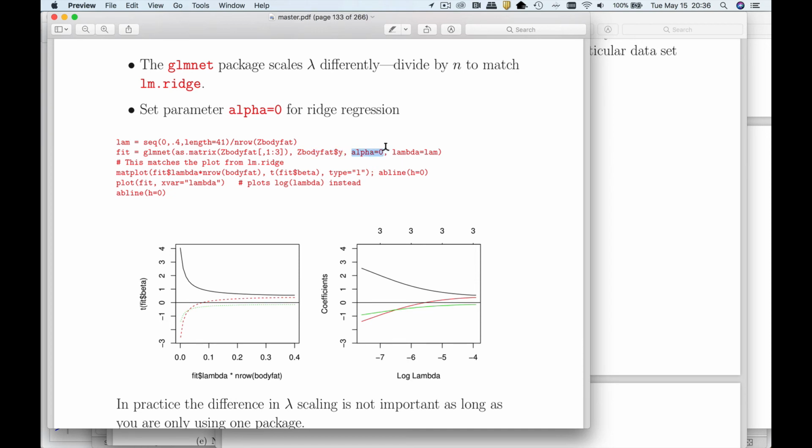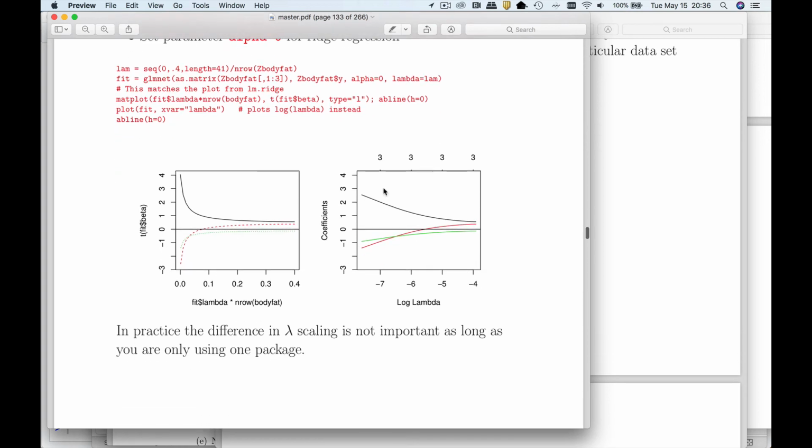This is saying I want to do ridge regression, and I'm passing it a set of lambdas. Now if you do this, you'll get a plot that matches what we had from lm.ridge exactly, and you can also get a log plot.